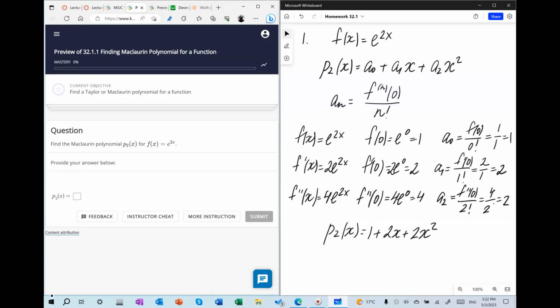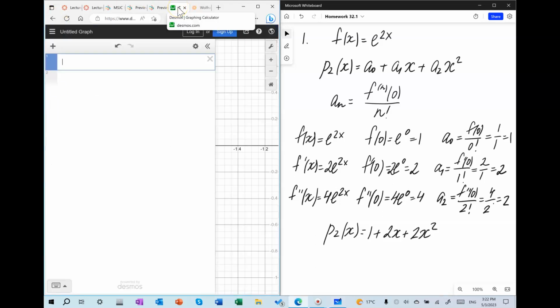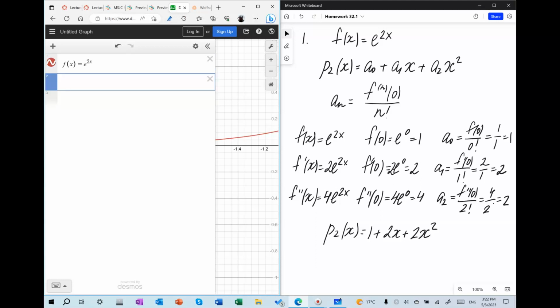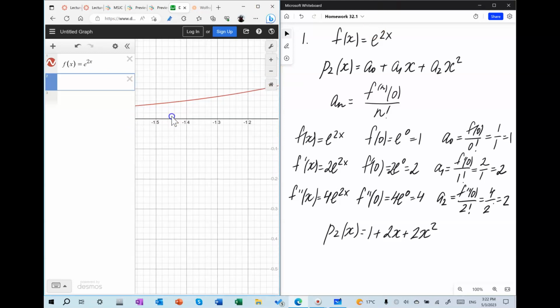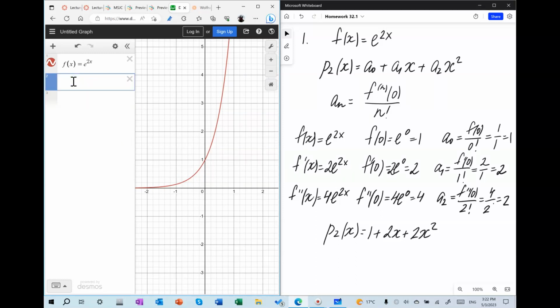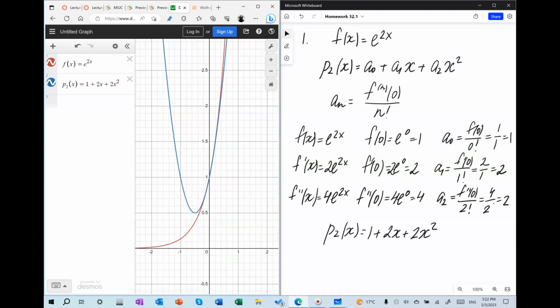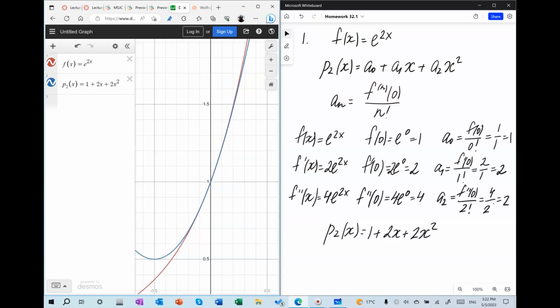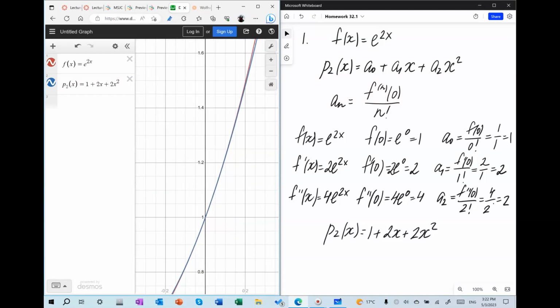And the reason why I call this an approximating polynomial is because if you actually graph the function, and then you graph this polynomial, you're going to see that this polynomial approximates this function around 0 very well. So that's what it means.